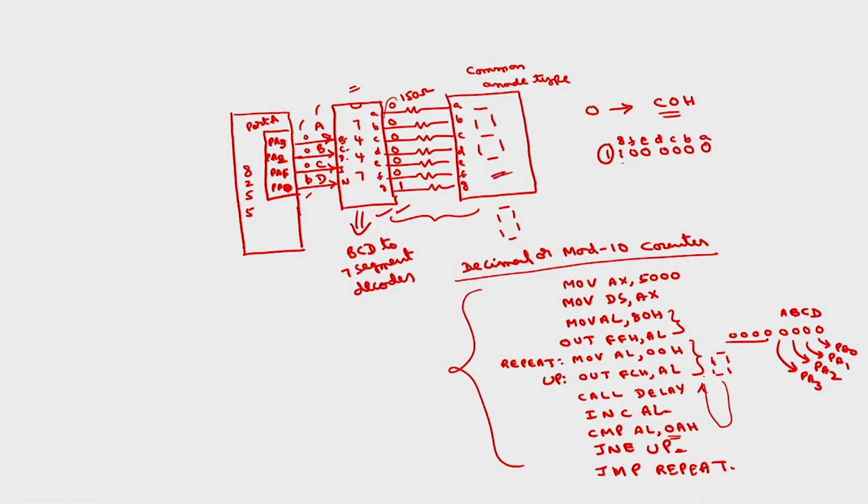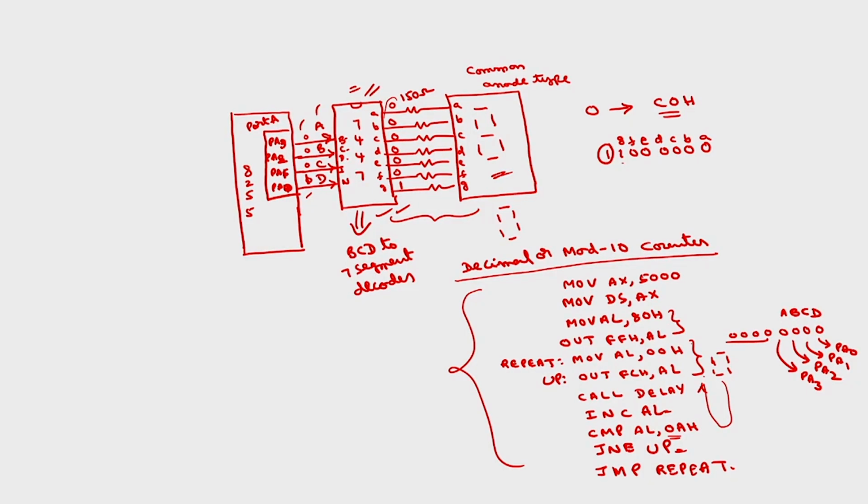If I want to connect multiple 7 segment displays, suppose I want to connect 8 7 segment displays, then if I want to directly use the decoder, we have to use 8 7447s. So for interfacing eight 7 segment displays, we have to use 8 7447 ICs.